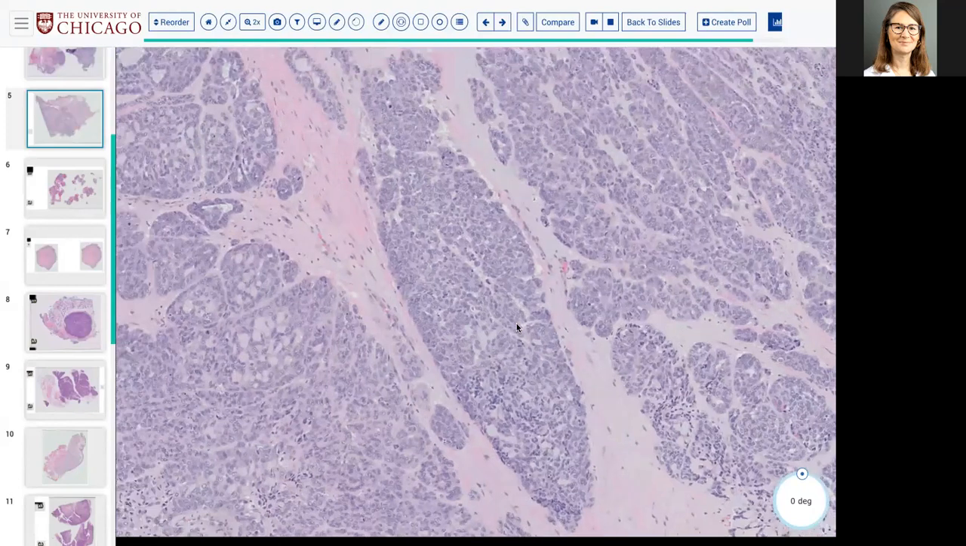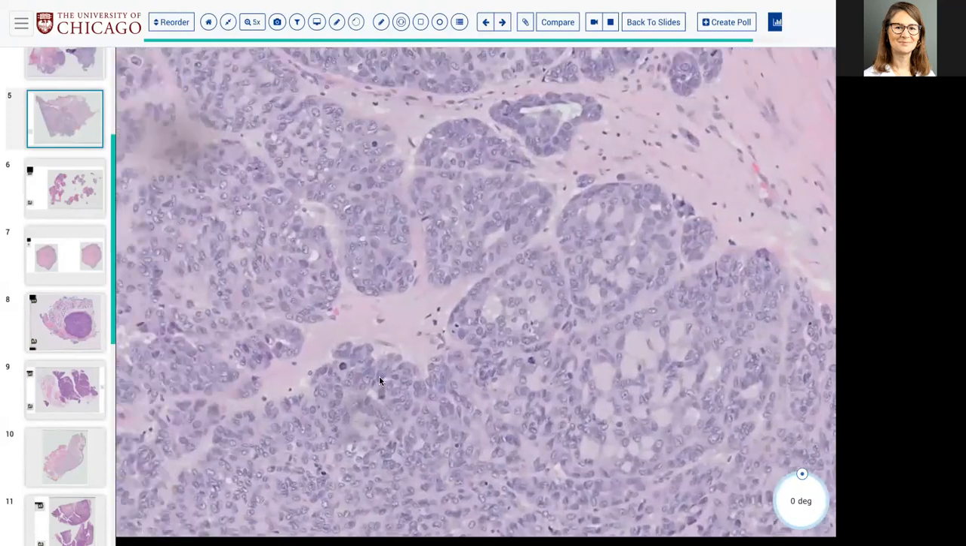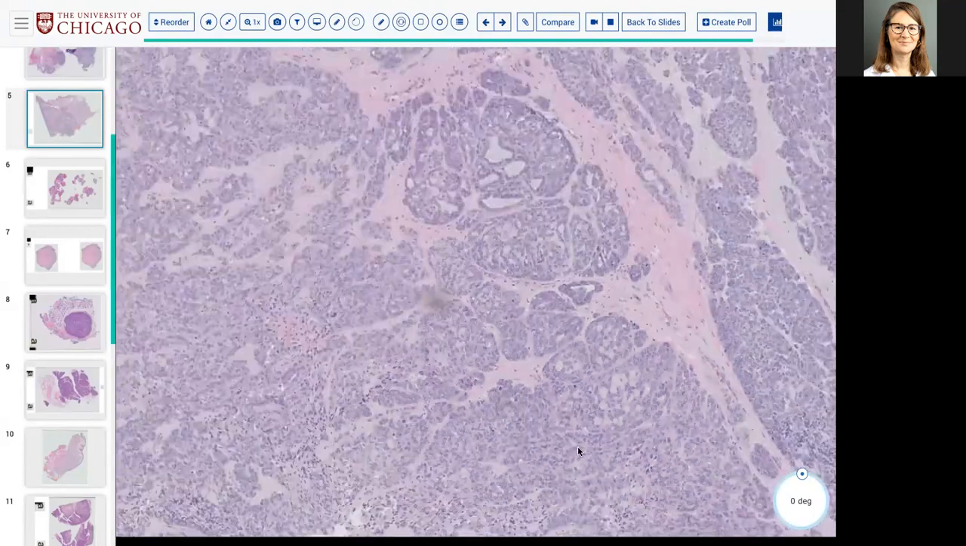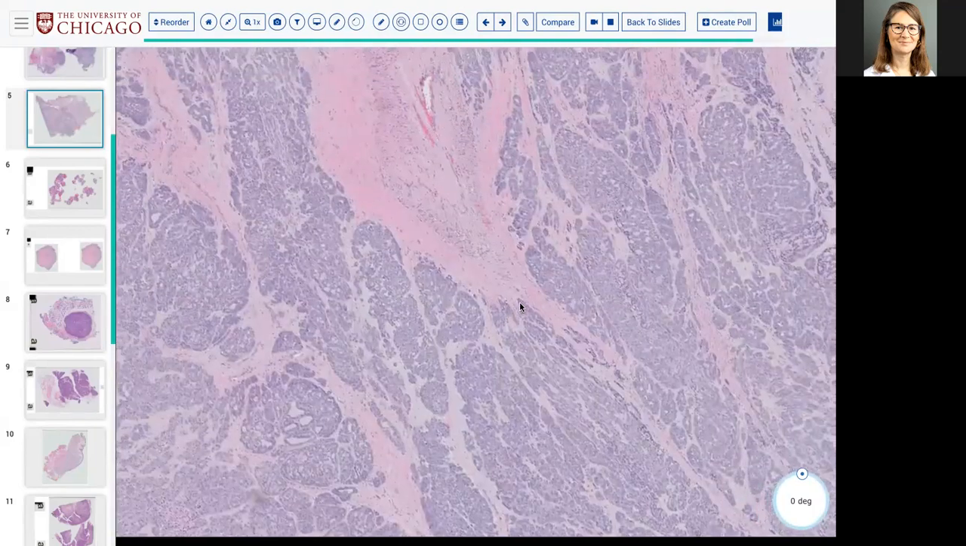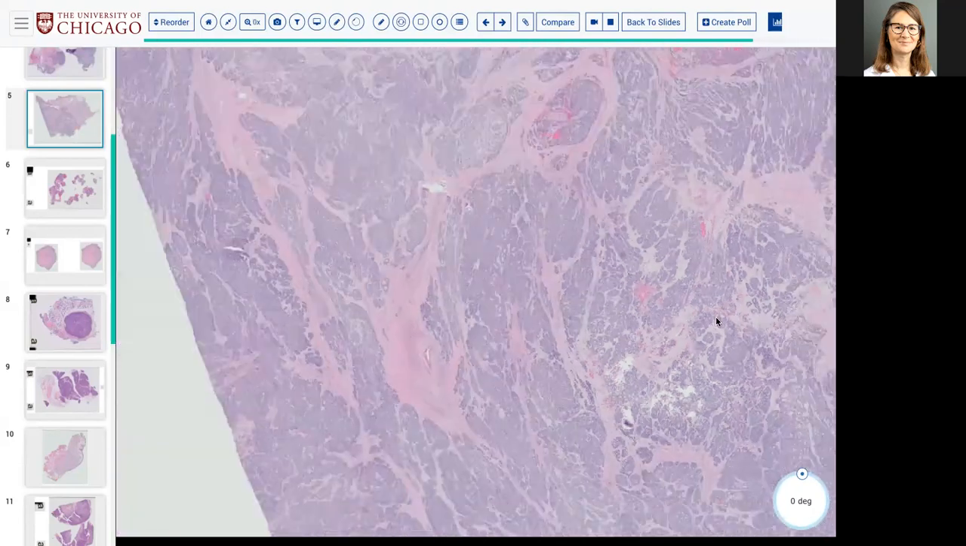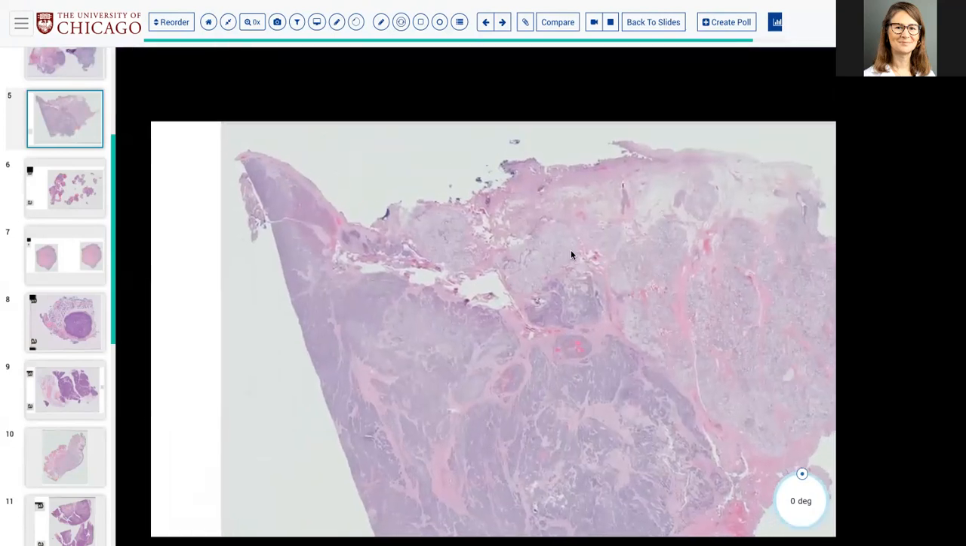So just a caveat with grading of salivary tumors: whenever you start to see increased mitoses, especially necrosis and lymphovascular invasion, which I don't see in this case, you may want to raise the possibility of higher grade. Does that all make sense?